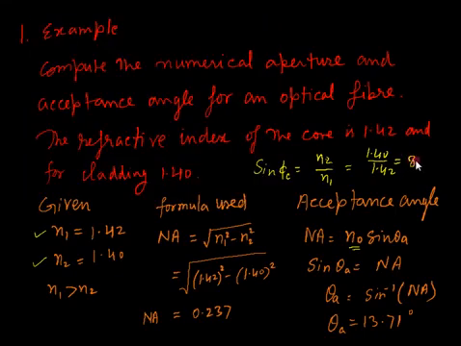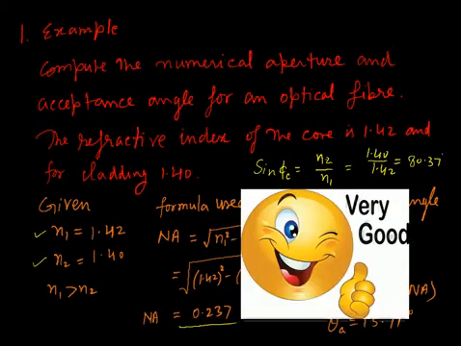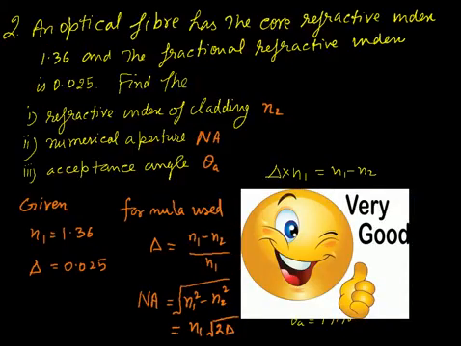This is 80.37 degrees. So these are three parameters. One is the critical angle, second is the acceptance angle, and this is the numerical aperture, right? So let us see the second question.